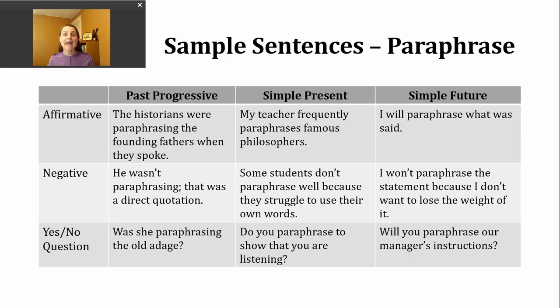Now let's look at the simple present. Okay? If my subject is I, you, we, or they, then the base verb is going to be our simple present verb. Okay? But if our subject is he, she, or it, then we need to add an S to the end. And you'll see that in the affirmative example here.